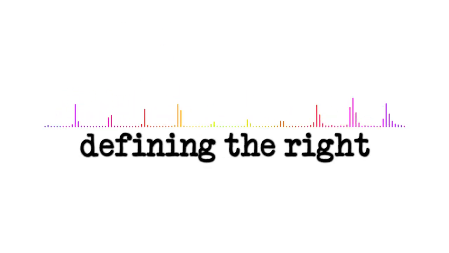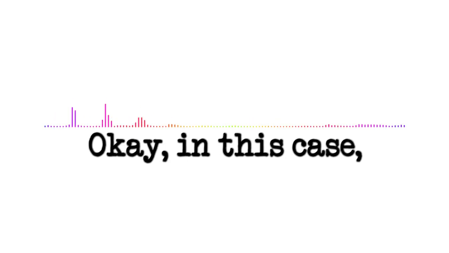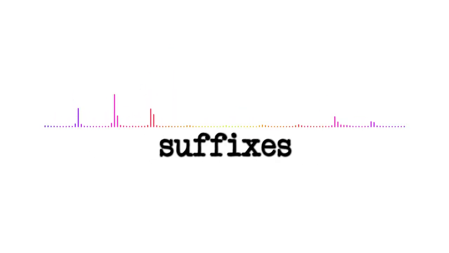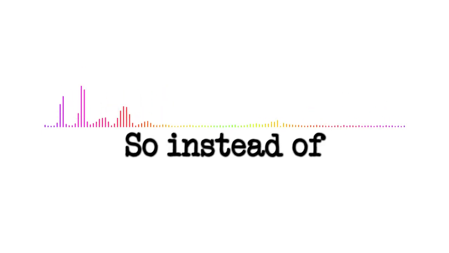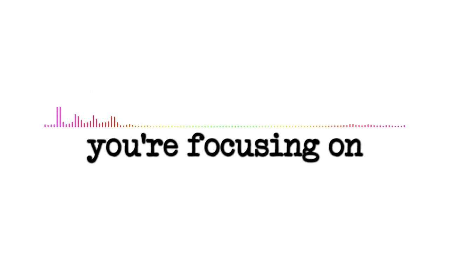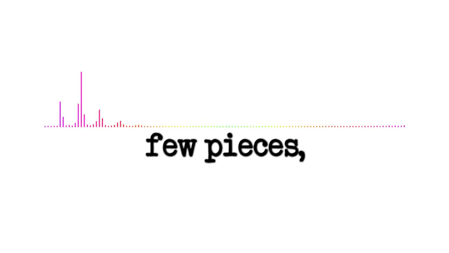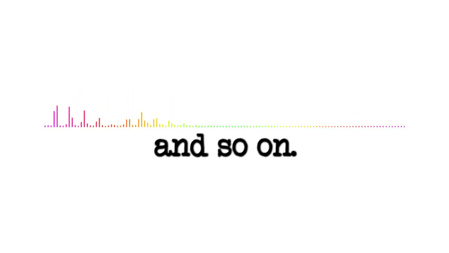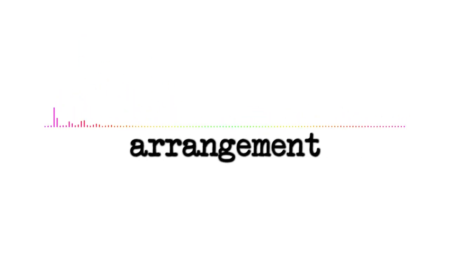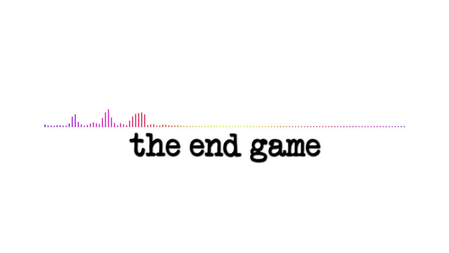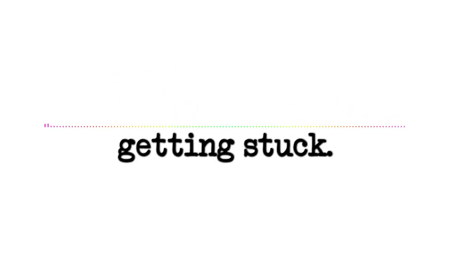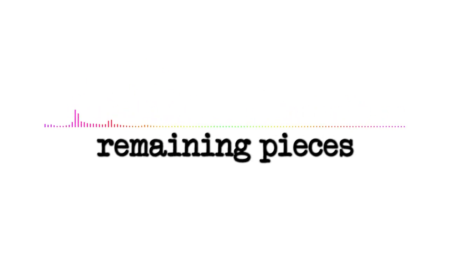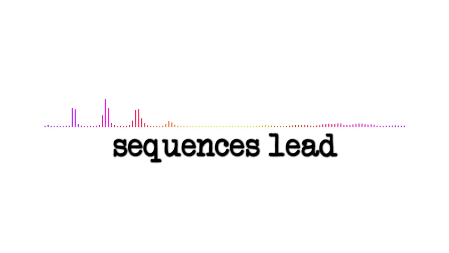It all starts with defining the right subproblems. Okay. In this case, it involves considering suffixes of the sequence of Tetris pieces and the current state of the board. So instead of looking at all the pieces at once, you're focusing on how to best play the last few pieces, then the last few before that, and so on, taking into account the current arrangement of blocks. You got it. It's like analyzing the end game and working backward, figuring out the best moves to avoid getting stuck. Dynamic programming allows us to explore different placements for those remaining pieces and determine which sequences lead to a survivable state.